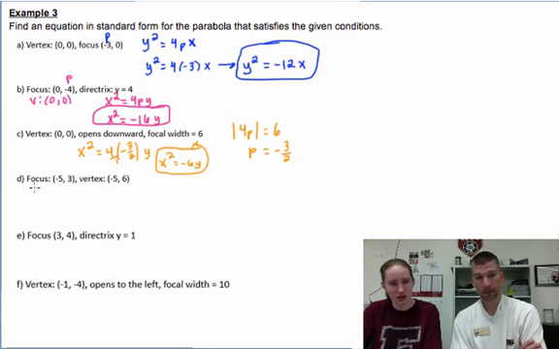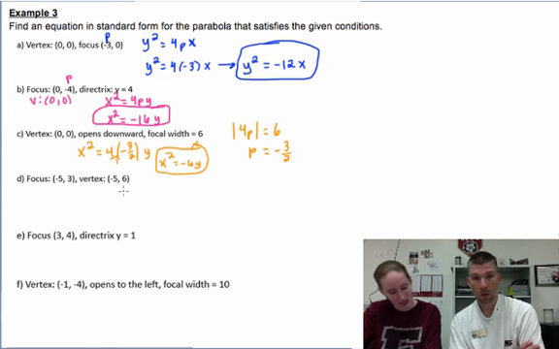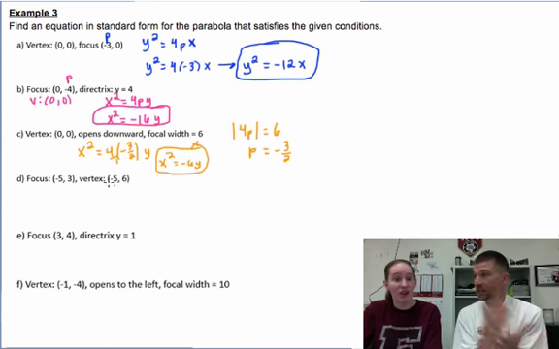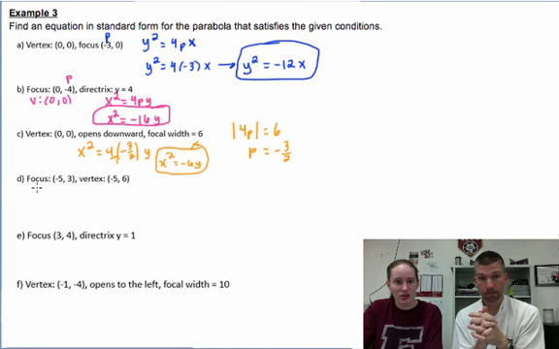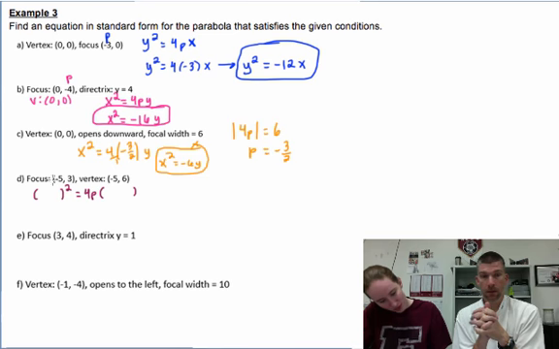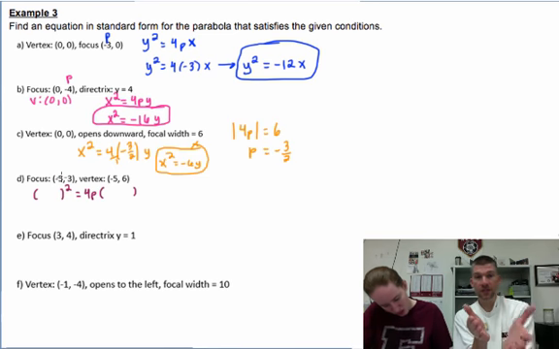All right. So our focus is at (-5, 3) and our vertex is at (-5, 6). The x's don't change, but also our vertex is not at (0, 0). They told us our vertex. So we know that we're going to have some kind of a parentheses thing going on. The x's didn't change from our focus to our vertex. So our vertex is (-5, 6).